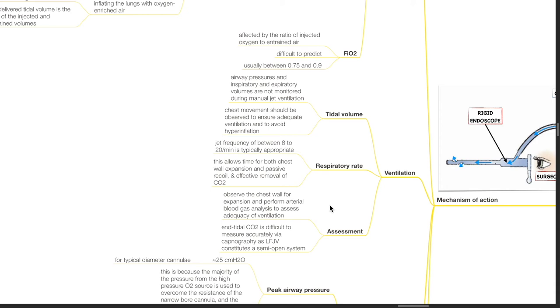Assessment of ventilation is via observation of chest wall for expansion and via performance of arterial blood gas analysis. End-tidal CO2 is difficult to measure accurately via capnography, as low-frequency jet ventilation constitutes a semi-open system.